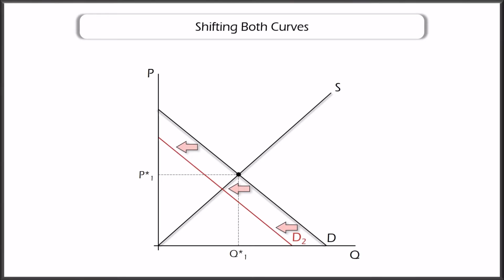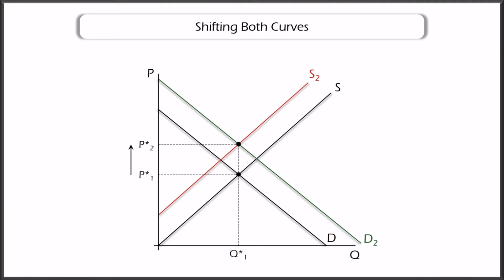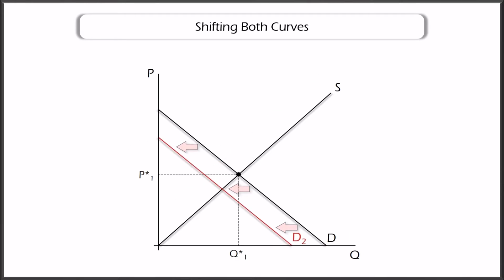Second, when both demand and supply decrease, quantity of equilibrium decreases, while the change in price of equilibrium is uncertain. Third, when demand increases and supply decreases, price of equilibrium increases. Similarly to the previous case, the change in quantity of equilibrium is uncertain. Finally, when demand decreases and supply increases, price of equilibrium decreases, while the change in quantity of equilibrium is uncertain.